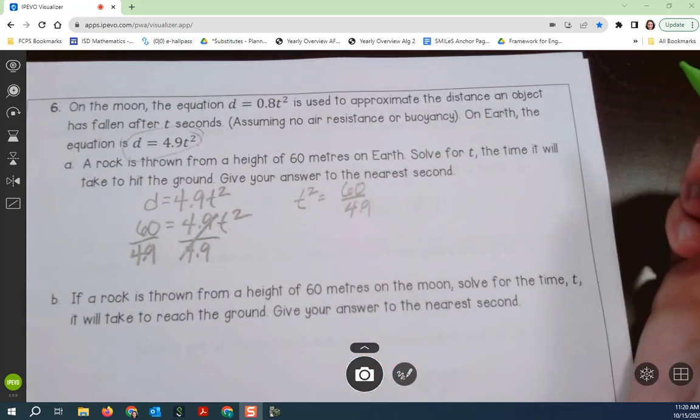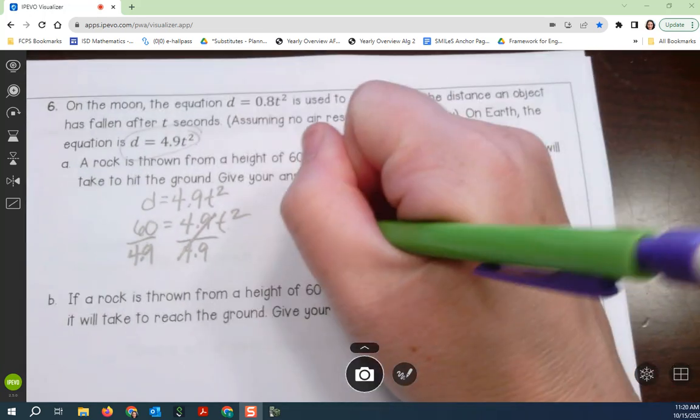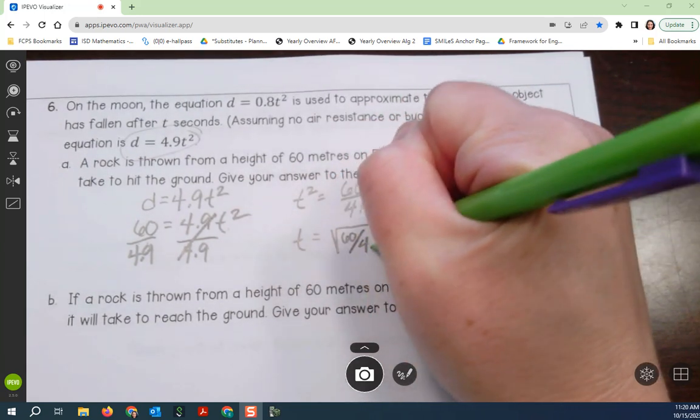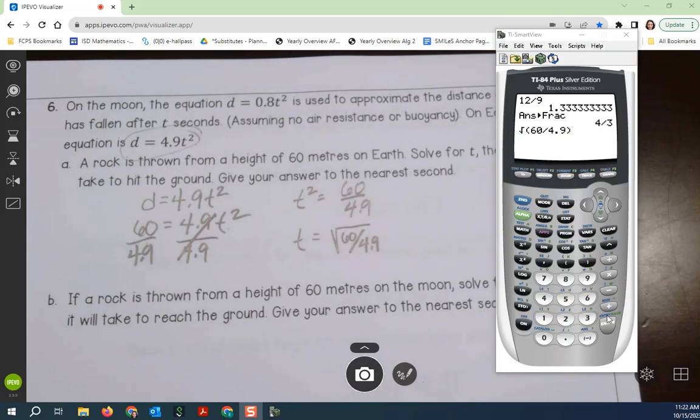And normally when we solve this, we would have a plus or minus square root, but since negative time doesn't make sense in this case, we're just going to do the square root of 60 over 4.9. All right, so that is really close to 3.5 seconds. This is 3 sig figs. That 9 would round up, so it'd be 3.50 seconds.